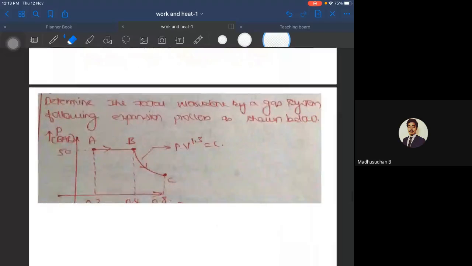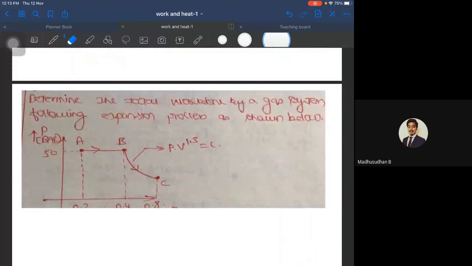Okay. So this thing is given. Determine the total work done with the gas system following the expansion process as shown below. So how many processes does it contain here? Guys, how many processes does it contain?